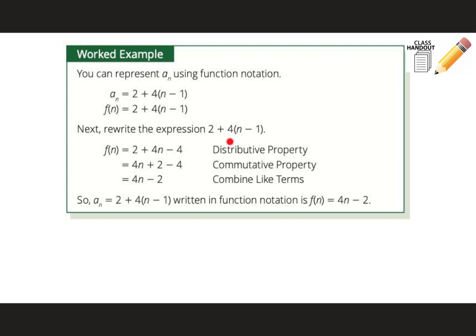So we have 2 plus 4 parentheses n minus 1. So first thing we're going to do is distributive property. Distributive property means we're going to distribute the 4 to everything inside of the parentheses using multiplication.